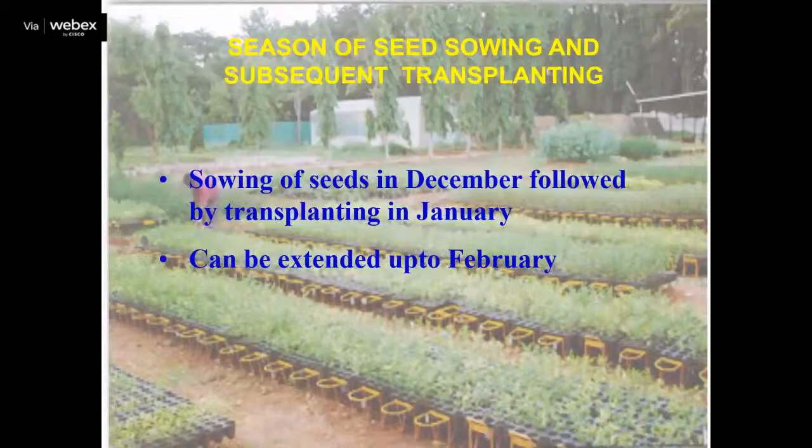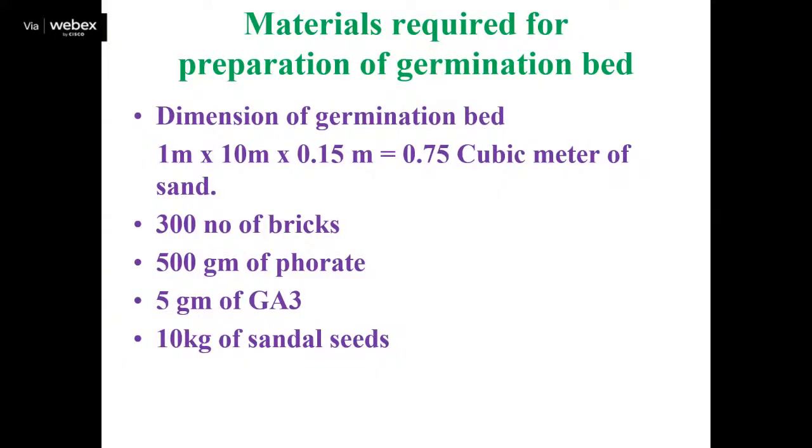The season for sowing the seeds generally starts from December, and transplanting is done during the month of January, and can be extended to February. Why we prefer December is that most of the seeds you will get during September, October, and during December the winter will come down, so that will be an ideal season for germination of the seeds. The seeds are put in the germination bed.